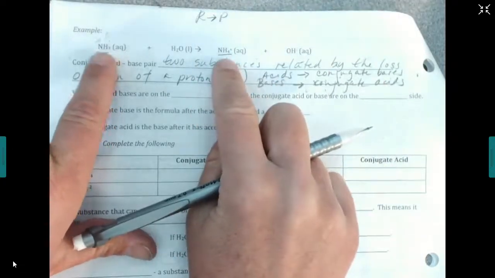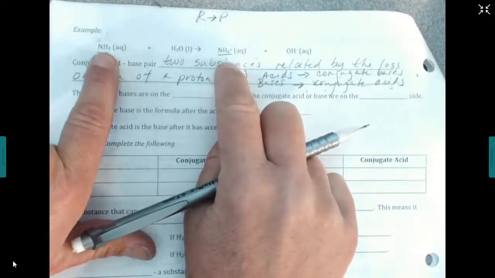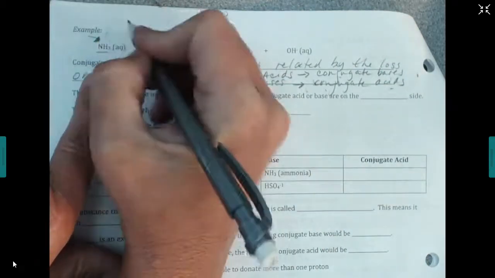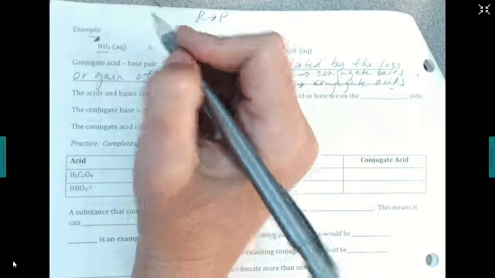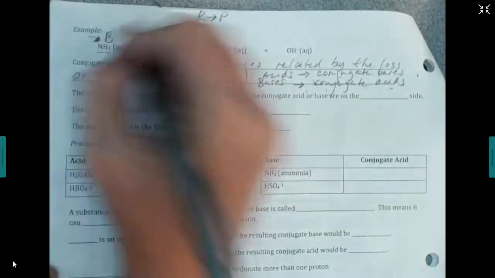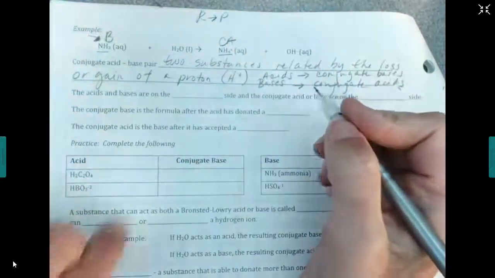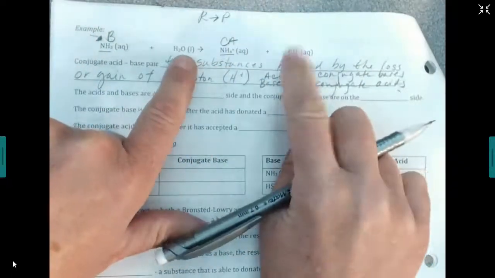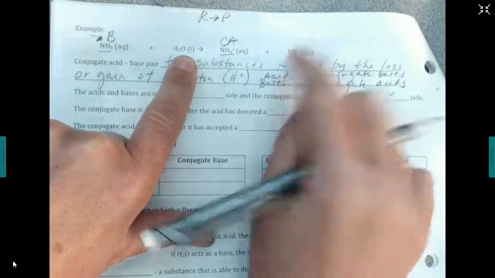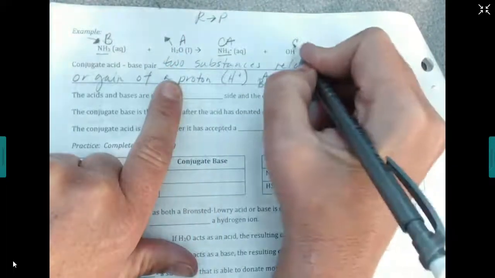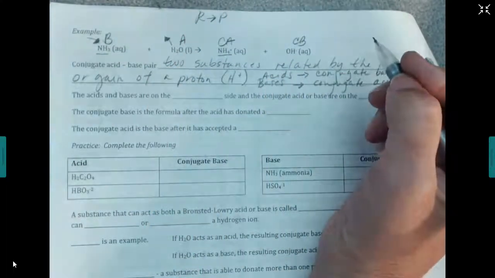So I asked, what happened to my reactant to make it look like a product? And you can see that it gains a hydrogen. So if we accept a hydrogen, it's going to be a base. And we just said bases make conjugate acids, so this would be my conjugate acid. What happened to water to make it look like a hydroxide? It donates a hydrogen, so this is my acid, and this would be my conjugate base.